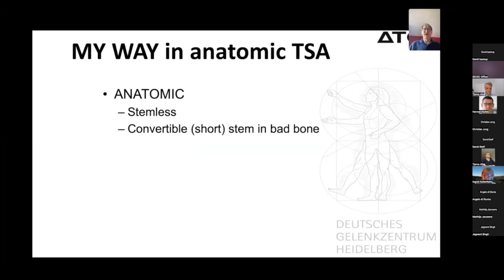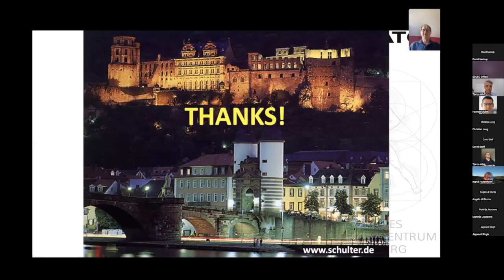So my way nowadays, if I want to do an anatomic total shoulder, I definitely go stemless, and only in the situation of bad bone would I go for a short stem, which is convertible, which I can then convert into a reverse arthroplasty. So if you ask me again, does it work? Yes, it does. And it definitely works best in my hands. So thank you very much for your attention.